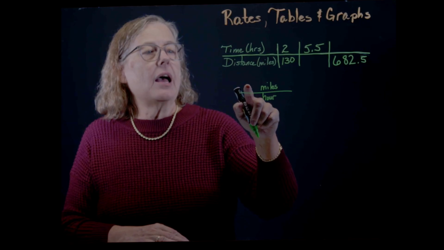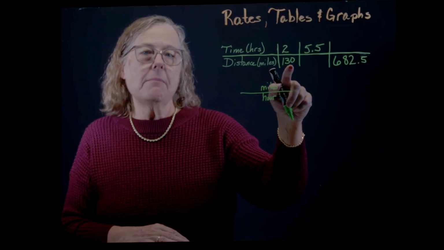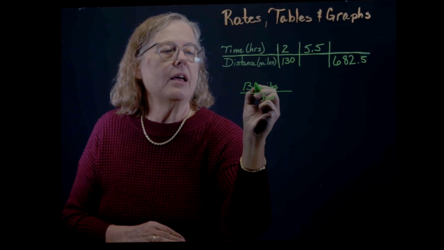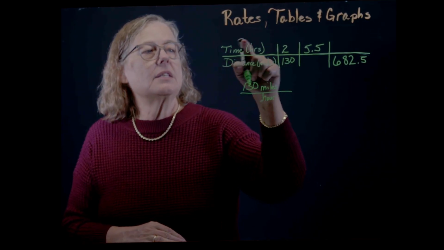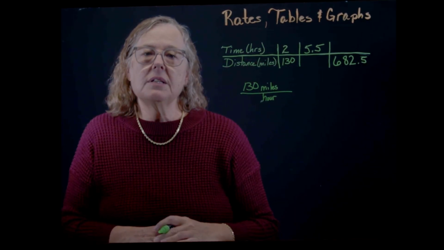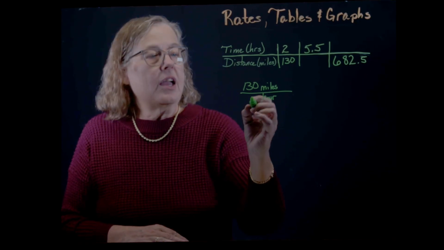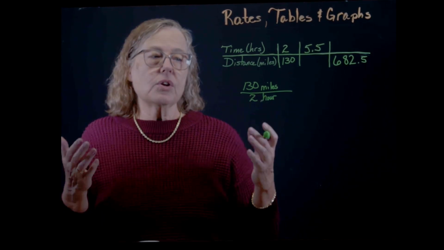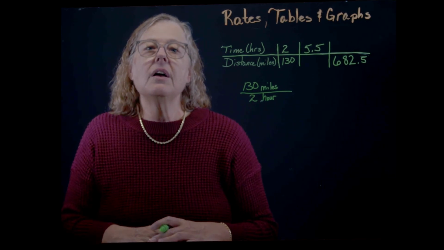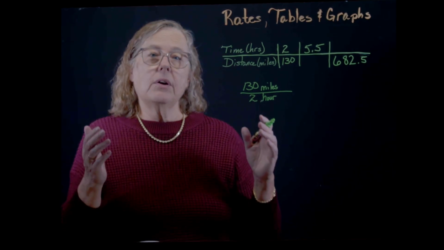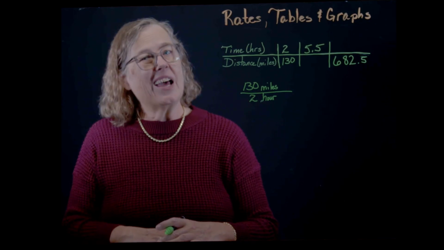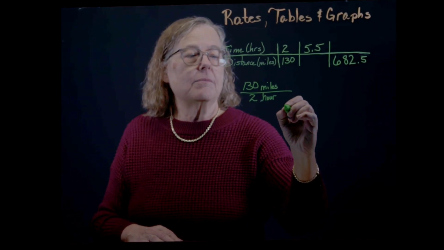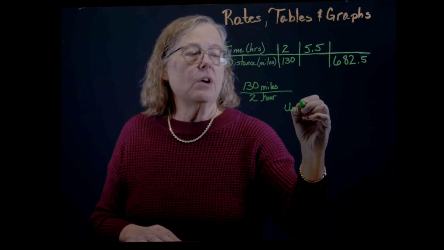Let's see, distance in miles. How many miles did I go? Good, I went 130 miles. When I look up here at the time, how many hours did it take me to go? It took me 2 hours. In other words, I went 130 miles in 2 hours. That is a rate. I'm comparing two quantities. I don't love that rate though. I really want to make this a unit rate. Do you remember what a unit rate is?